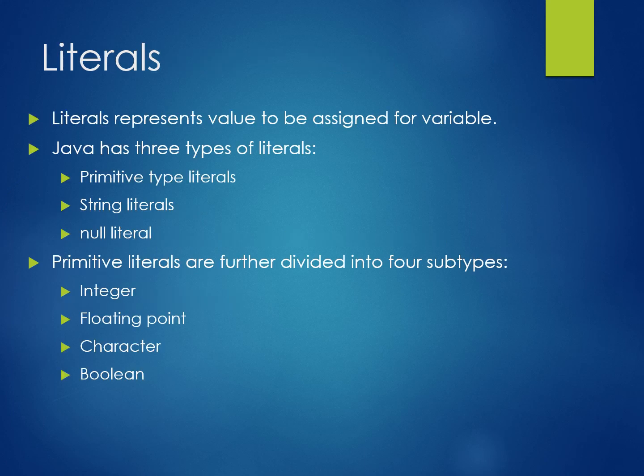Now we come to the last section of the session, literals. Literals represent value to be assigned for the variable. They are fixed in values and can be used in the code. Java has three types of literals: primitive type literals, string literals, null literal. Primitive literals are further subdivided into four types: integer, floating point, character, and boolean.